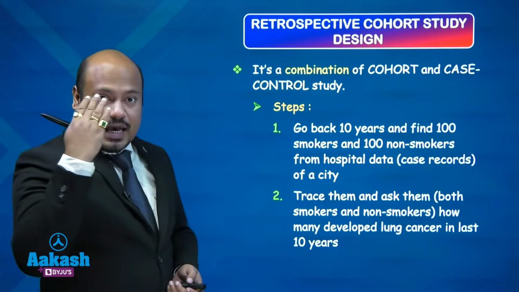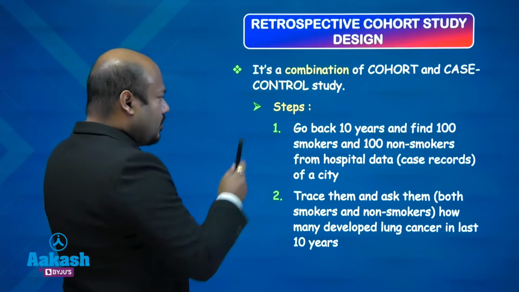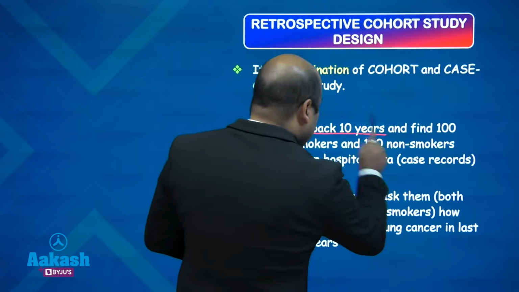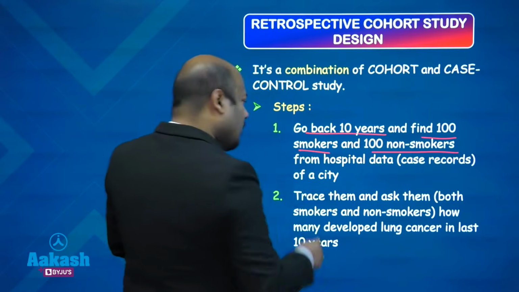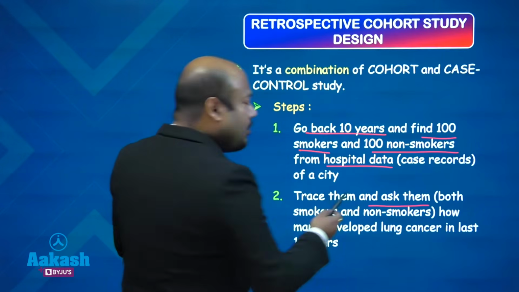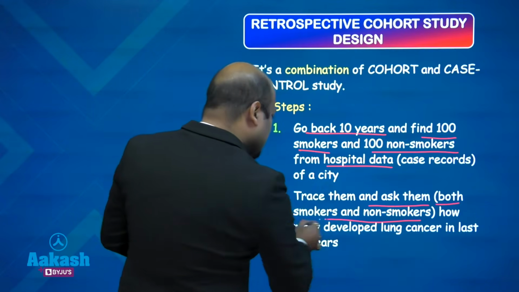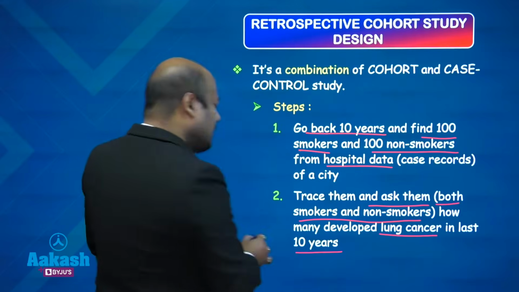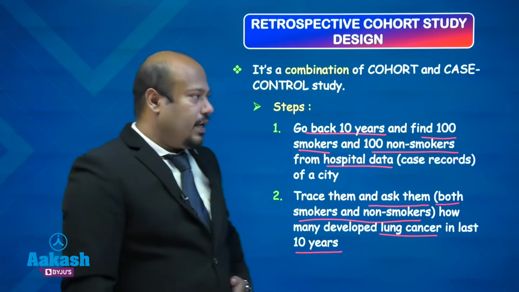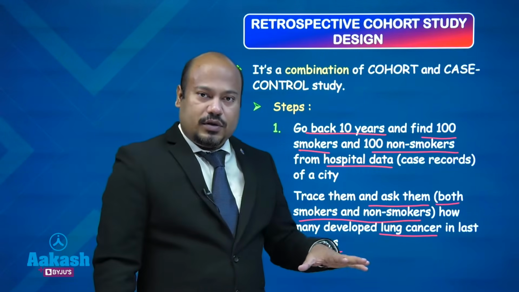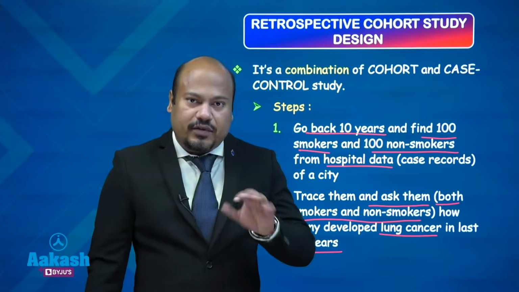One more example so that it is absolutely clear in your mind. It's basically a combination of cohort and case control. So what are the steps? Suppose I go back 10 years and find 100 smokers and 100 non-smokers from the hospital data. Trace them to the present and ask both the smokers and non-smokers how many developed lung cancer in the last 10 years. Now you understood? Go back 10 years, look at the hospital history, 100 smokers, 100 non-smokers, and trace them to the present and see how many of them have developed lung cancer.